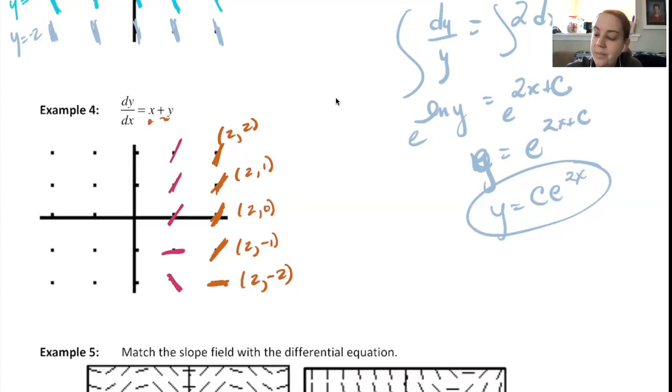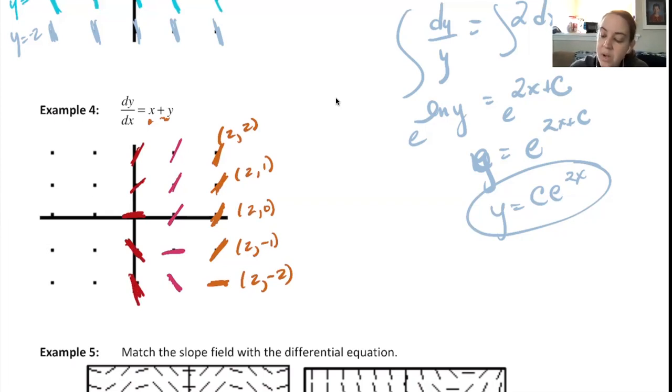Kind of crazy. All right, so I'm going to do another color here. Up here, we're at (0,2). So I have a slope of 2. (0,1), I have a slope of 1. (0,0), I have a slope of 0. Over here, (0,-1), I have a slope of -1. (0,-2), so I have a slope of -2. I know that this one looks a little crazy. Wait till you get all the points in here.